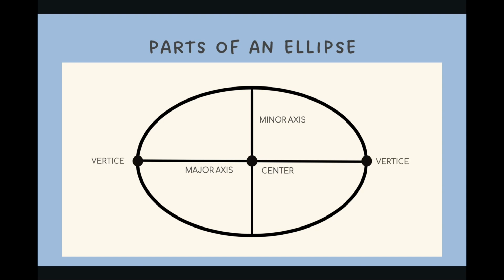The points where the ellipse intersects with the major axis are called the vertices, while the points where it intersects with the minor axis are called the covertices. The foci are the 2 points on the major axis that are equidistant from the center. They serve as the reference points for the creation of the ellipse.